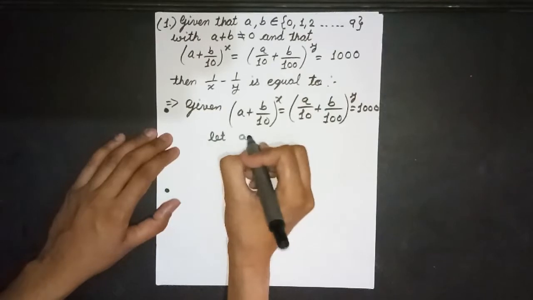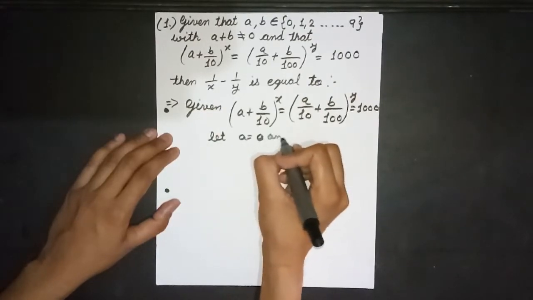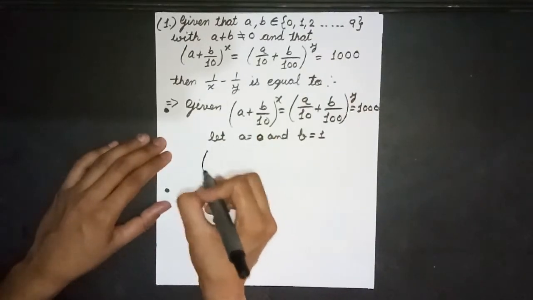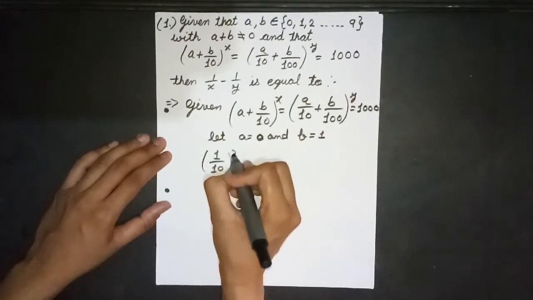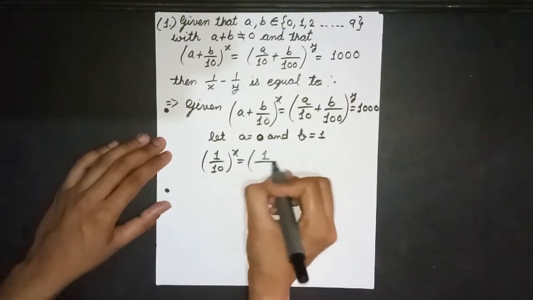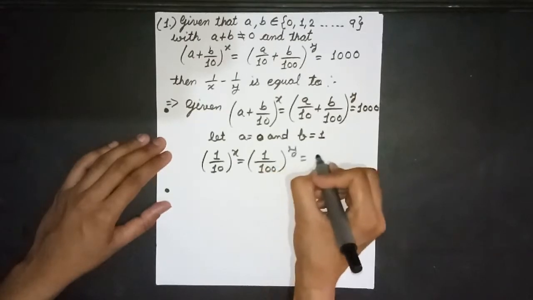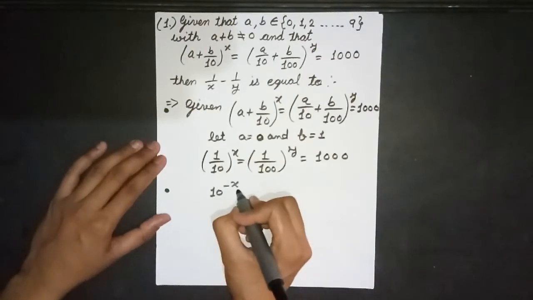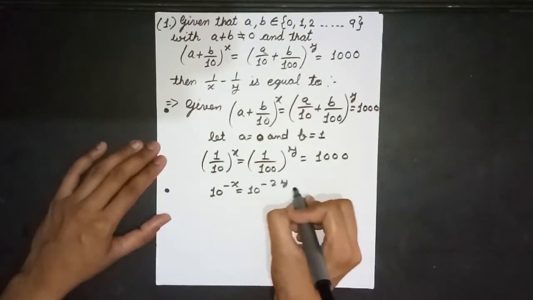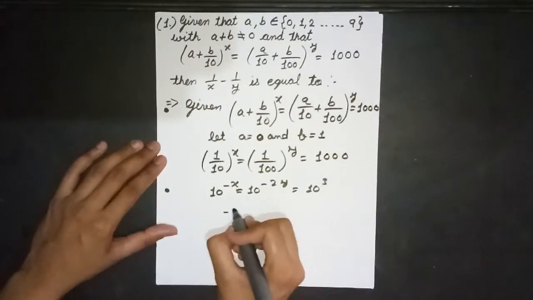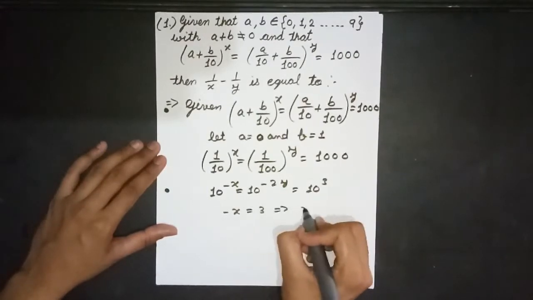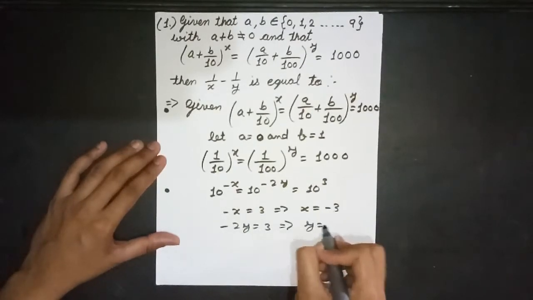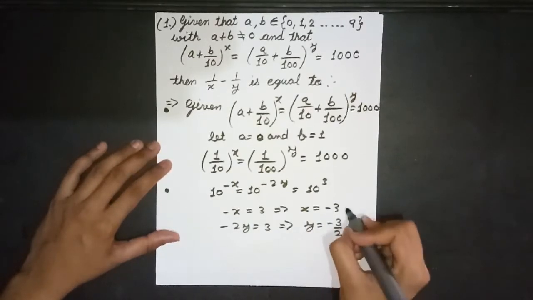So let a is equal to 0 and b is equal to 1, right? So let's put: 1 by 10 raised to power x is equal to 1 by 100 raised to power y, this is equal to 1000. So now 10 raised to power minus x is equal to 10 raised to power minus 2y, that is equal to 10 raised to power 3. So from here minus x is equal to 3, which gives x is equal to minus 3, and minus 2y is equal to 3, which gives y is equal to minus 3 by 2, right?